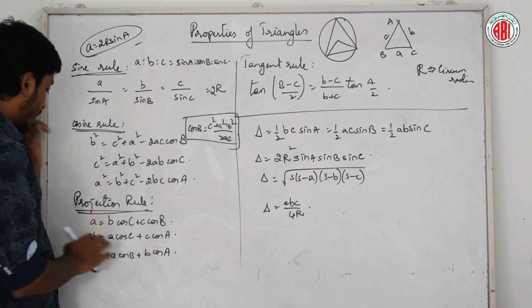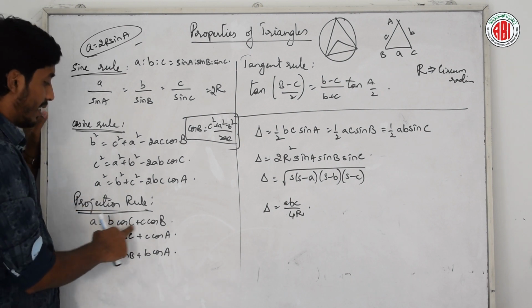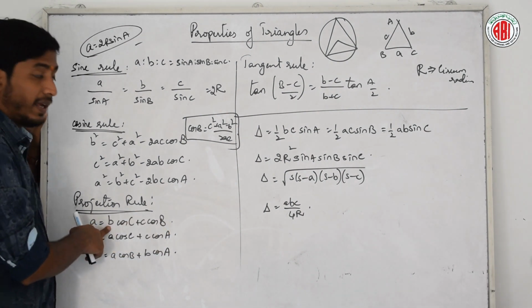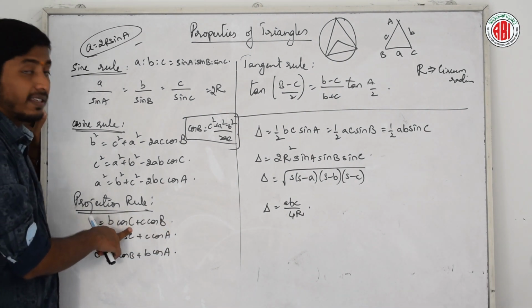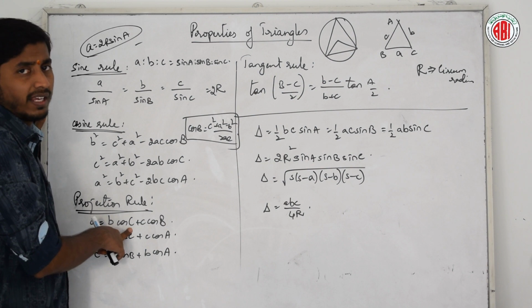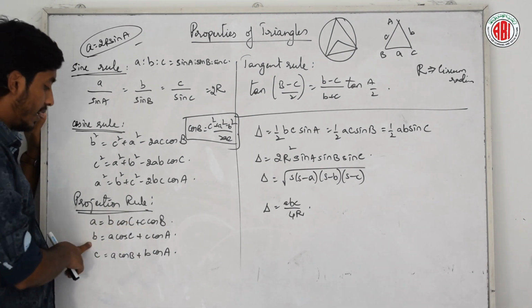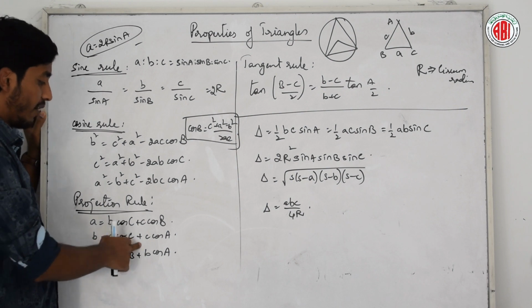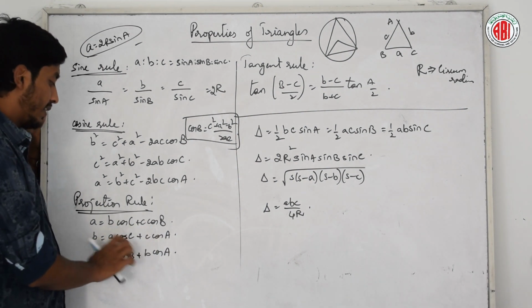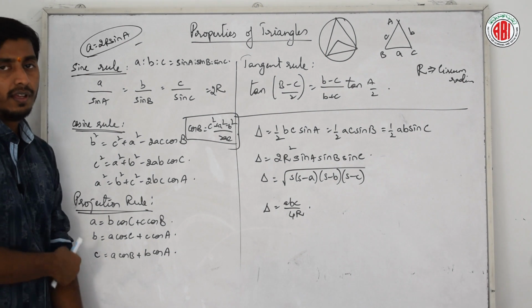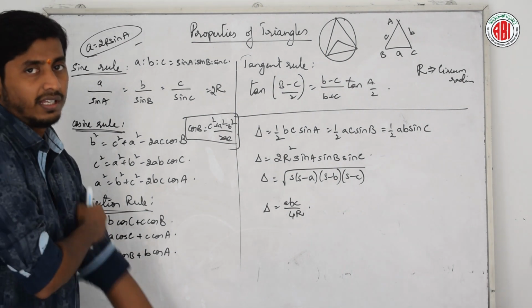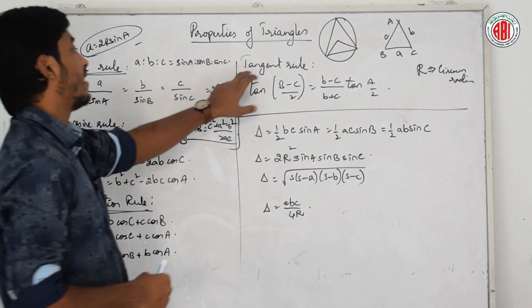Okay. Now see here, a is equal to b cos C plus c cos B, where b is the side and this capital C is the angle, isn't it? a is equal to b cos C plus c cos B. Similarly, b is equal to, other than b you have to write the remaining two, a cos C, c cos A. Will it be easy to remember? Yes, right. Next, tangent rule.